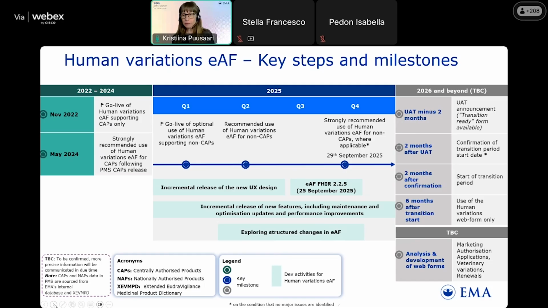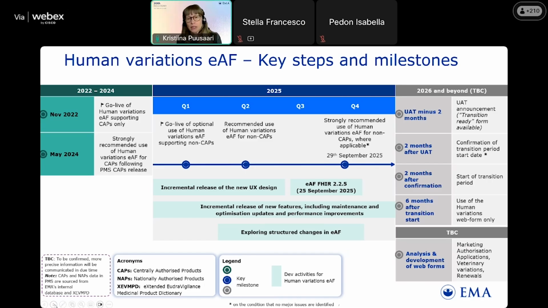Now, this quarter, in September, we are also looking to move into strongly recommended use for non-centrally authorized products. So this then means that by end of this quarter, unless something absolutely unexpected happens within the next 2 weeks, we will be in strongly recommended use of the PLM portal for all European human variation applications.